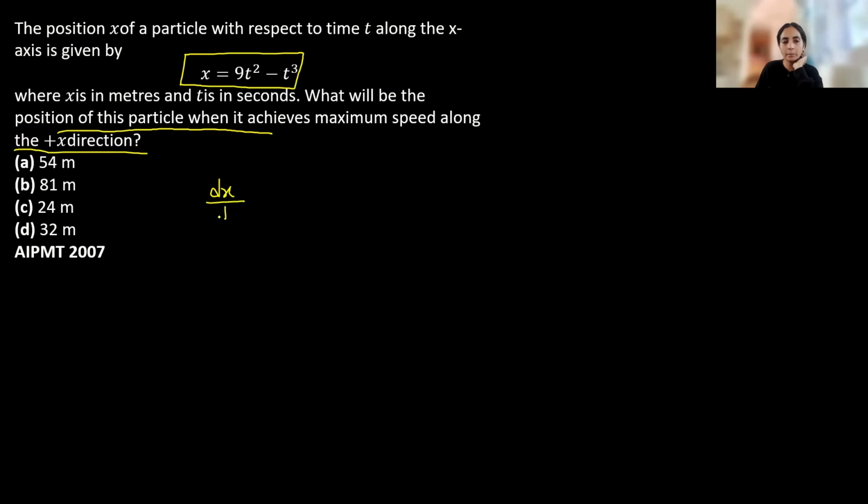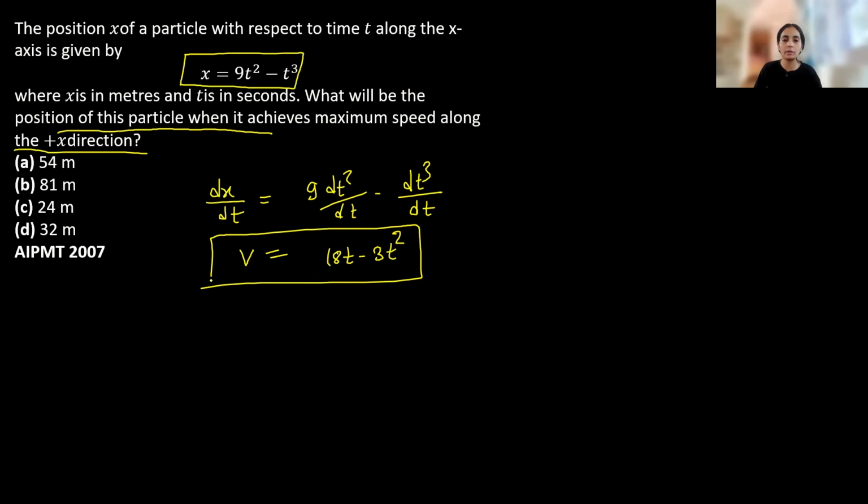So that will be dx/dt, and that is equal to 9 d(t²)/dt − d(t³)/dt. So this is going to give you 18t − 3t². Now you need to maximize this velocity. So at what time will this velocity be maximum? How do you find the maximum of a function? Whatever function is given, here velocity is given, in terms of which variable?